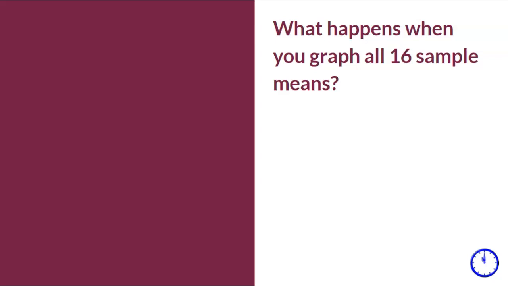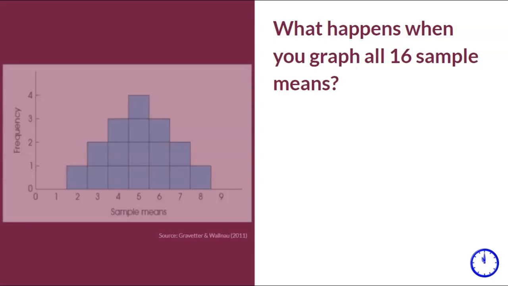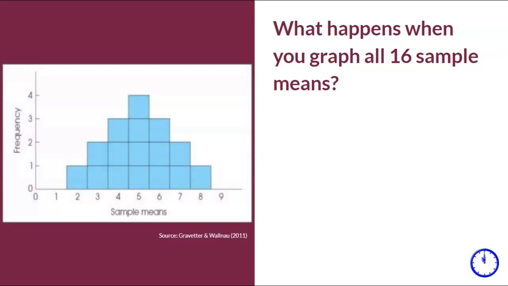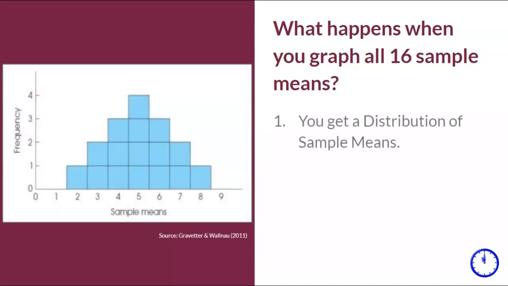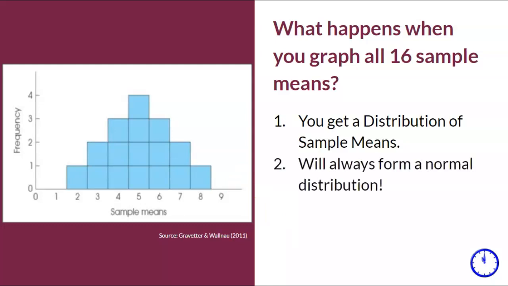All right. Does your graph look like this? Excellent. Then you have constructed a distribution of sample means. Get it? A graph of all the possible sample means from a population? Now, what shape does this graph look like? Does it look like a normal curve or a normal distribution? Yes, it does. A distribution of means will always form a normal distribution.